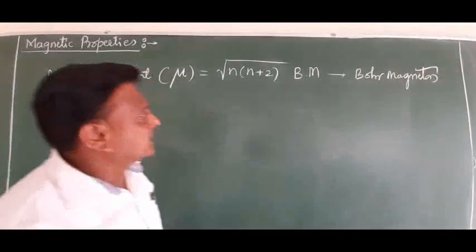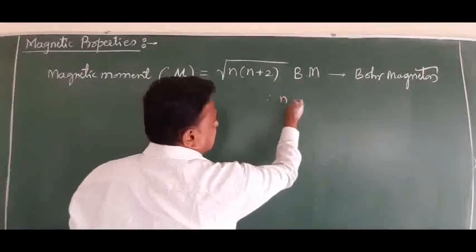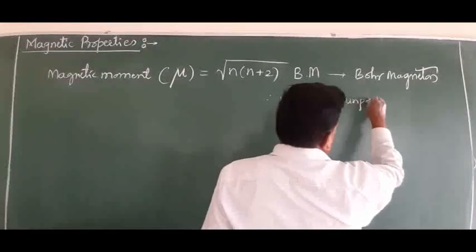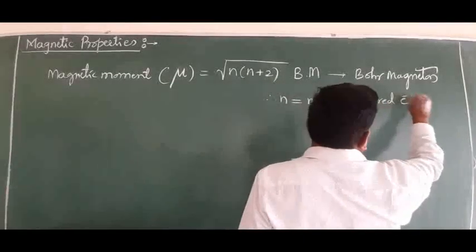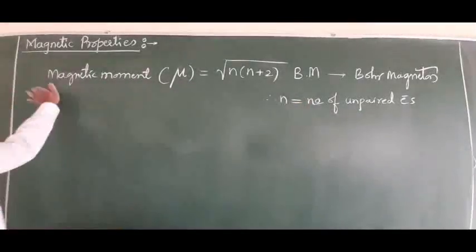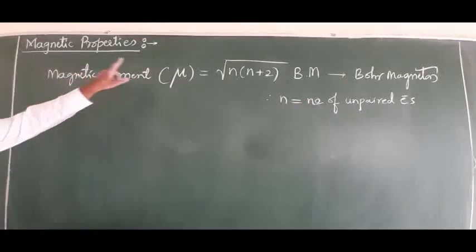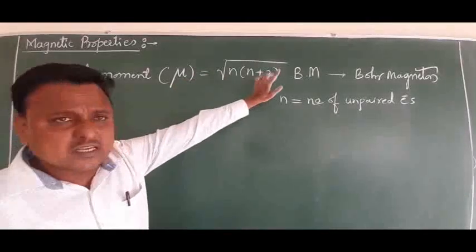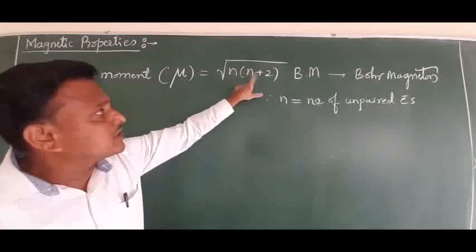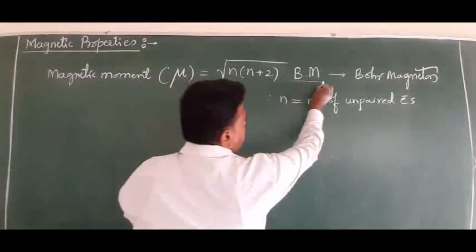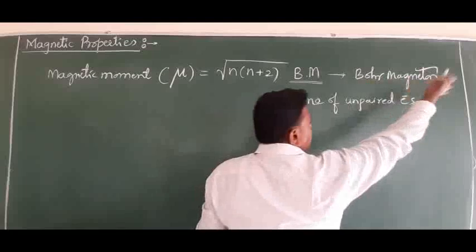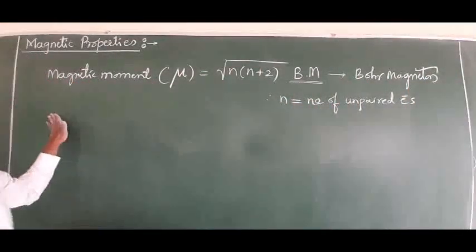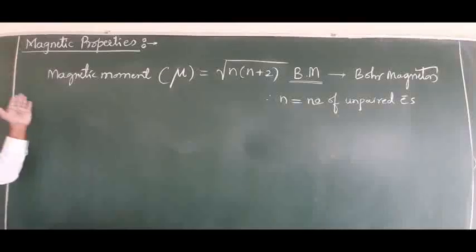Bohr magneton. What does it indicate? n stands for the number of unpaired electrons. How to calculate the magnetic moment? Remember the formula: magnetic moment mu is equal to the square root of n into n plus 2. The unit is BM, the full form is Bohr magneton, and n stands for the number of unpaired electrons. This is a very simple help to calculate magnetic moment values.